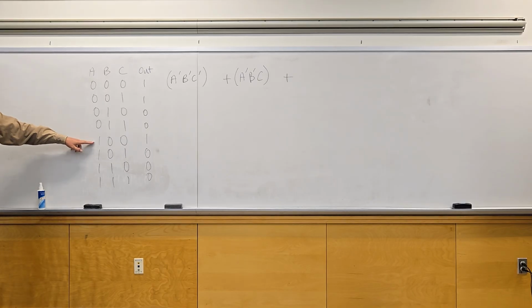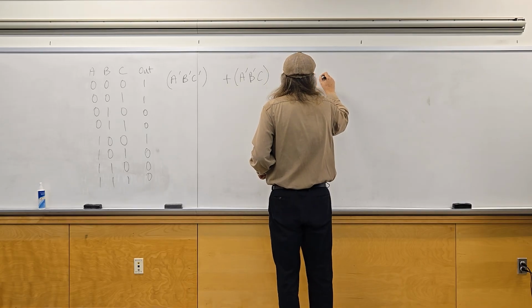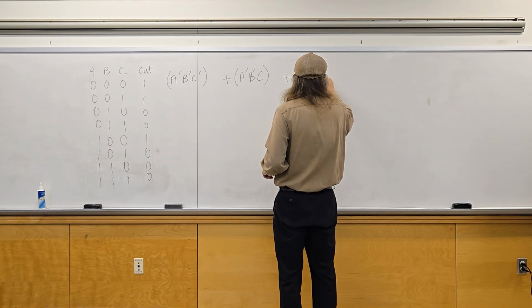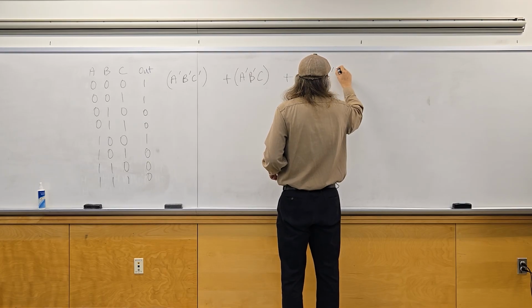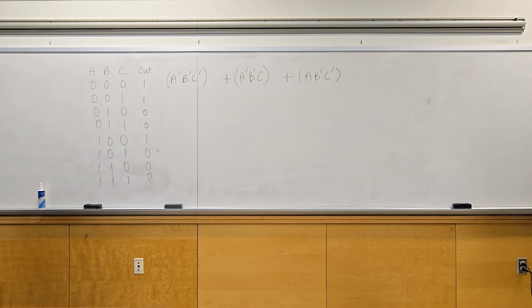Now how about this third one? What would that one be? This one right here. That's right. A, B prime, C prime. There's your expression. Now when we get into Boolean algebra, we'll see how to make it a more simple expression.